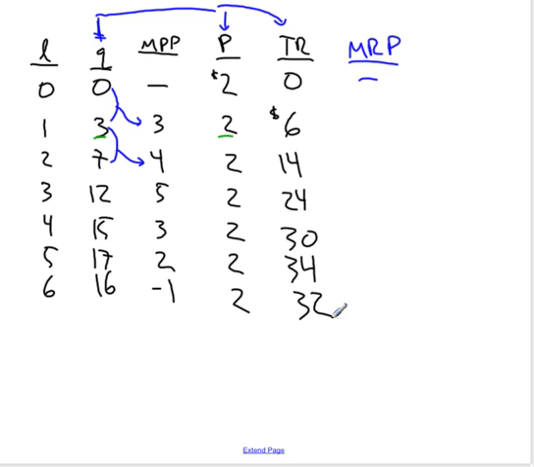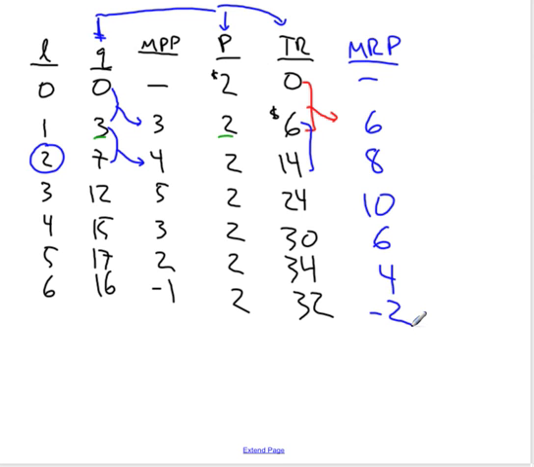Now we're in a position to calculate marginal revenue product. How much does revenue change when you hire one more worker? The first worker raises total revenue from 0 to 6, so raises revenue by 6. The second worker raises revenue from 6 to 14. That's an increase of 8. 14 to 24 is 10. 24 to 30 is 6. 30 to 34 is 4. And here again we have this fishy feeling: we're not going to hire that 6th worker because he or she causes total revenue to fall.